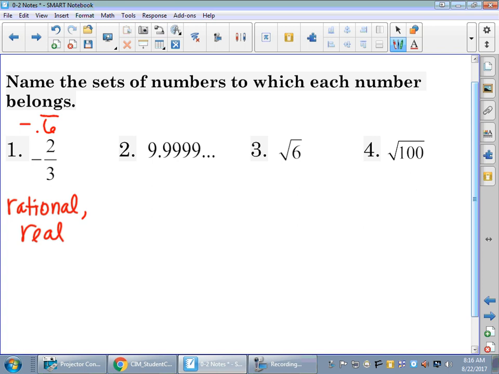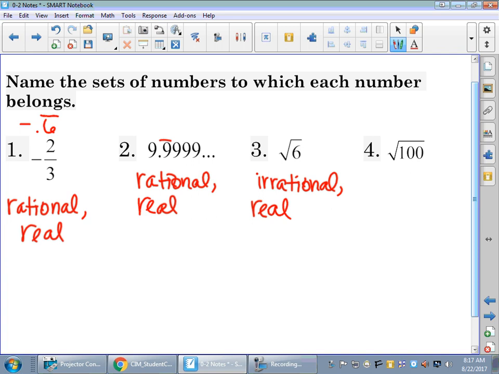9.9999... is telling me that it is also repeating. I could have just put 9.9 repeating. So this too is a rational, real number. The square root of 6, when I type the square root of 6 into my calculator, I get a really ugly decimal. It goes all the way to the edge of my screen. It doesn't stop there, it goes beyond. And so this is an example of an irrational because it doesn't terminate. So it's irrational, but it's also real.